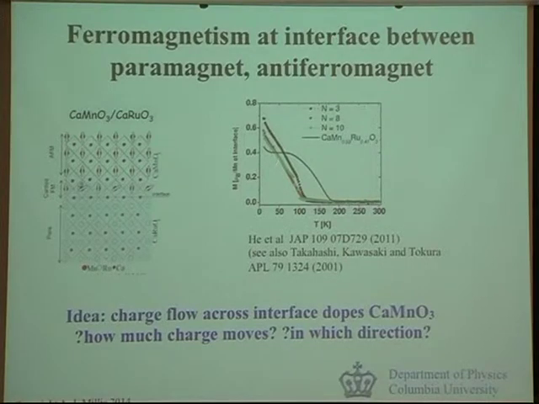You see here measurements of the magnetic moment per interface layer. The reason that this happens is that some amount of charge flows from one of these materials to the other and effectively dopes the near interface layers of the calcium ruthenate, and that doping converts the antiferromagnet to a ferromagnet. So charge flows across the interface and changes the properties in a crucial way. So if you think about this, several questions naturally arise, of which the most important is, if you have an interface, how much charge flows and in what direction?